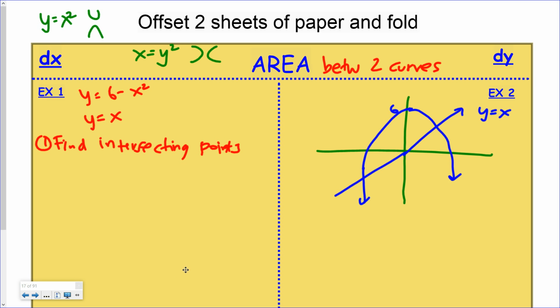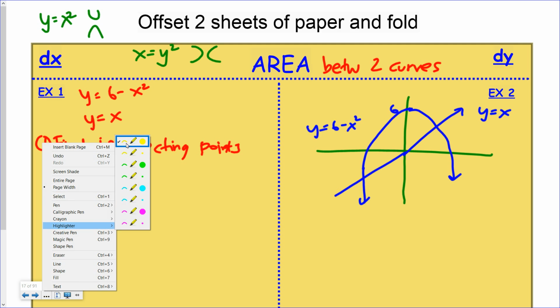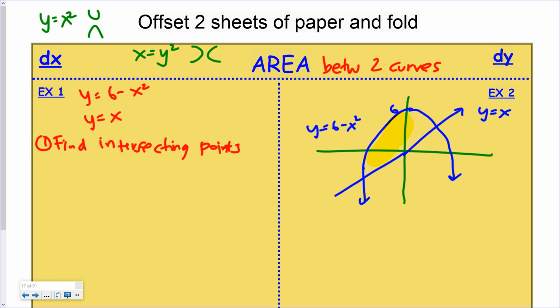Okay, you guys okay with that? Y equals x. And let me label this function. This function here is y equals 6 minus x squared. So go ahead and highlight it, guys. If you have some sort of matte pencil, that would be nice. If you don't, you could just shade it in with your pencil. Okay. And I want you guys to see the borders of this.